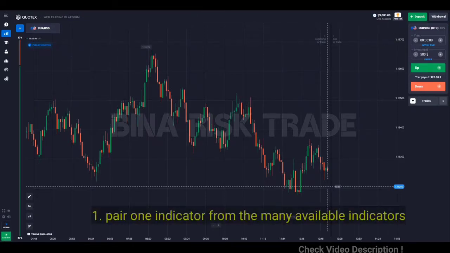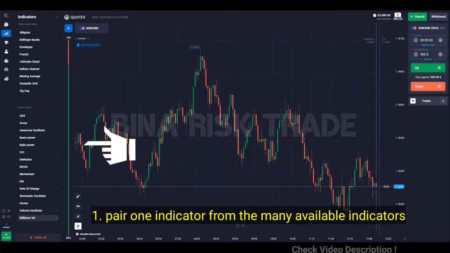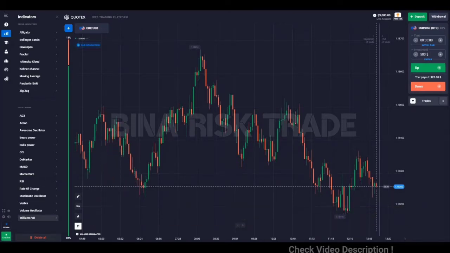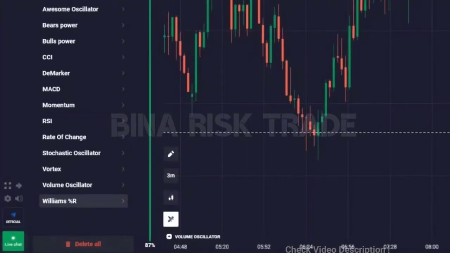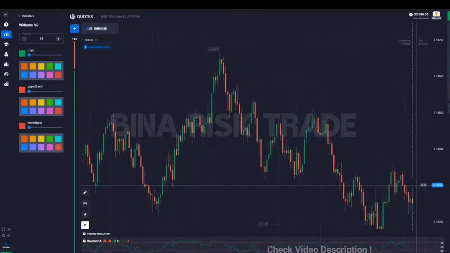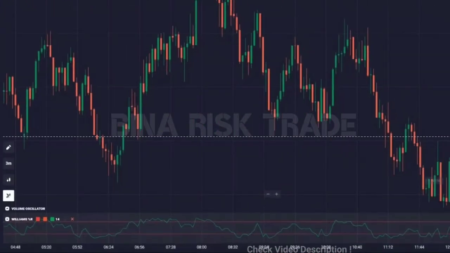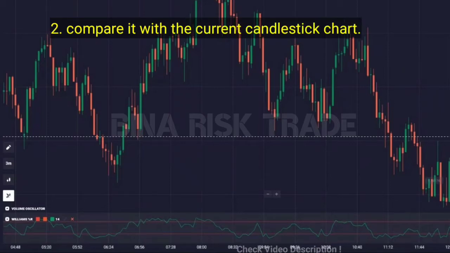The first step, pair one indicator from the many available indicators. Here I use the Williams indicator. Initially I used the default indicator settings. Then we compare it with the current candlestick chart.